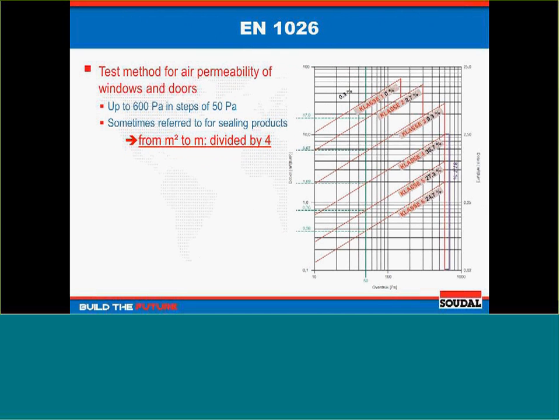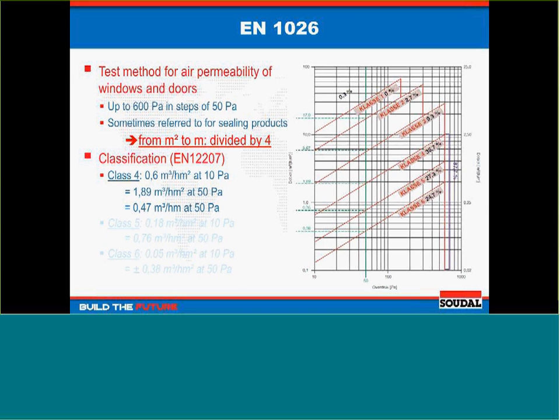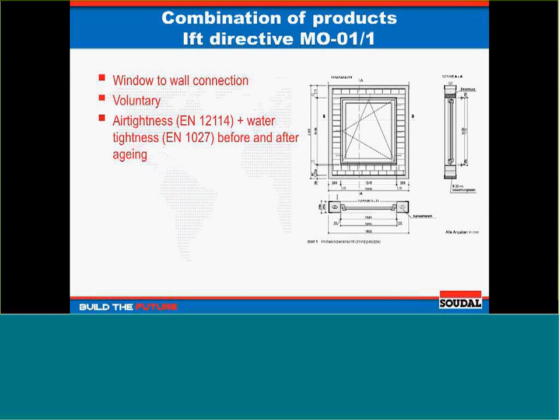One method was already explained by Xavier. There are 4 classes. Why is this interesting for jointing products? Because on the right side of the graph you can see the values expressed per running meter. So this comes in handy to value the result of an airtightness test on a jointing product. We believe, of course, that staying below class 4 is what you need to guarantee the overall result of your construction. Class 5 and 6 are still under discussion.